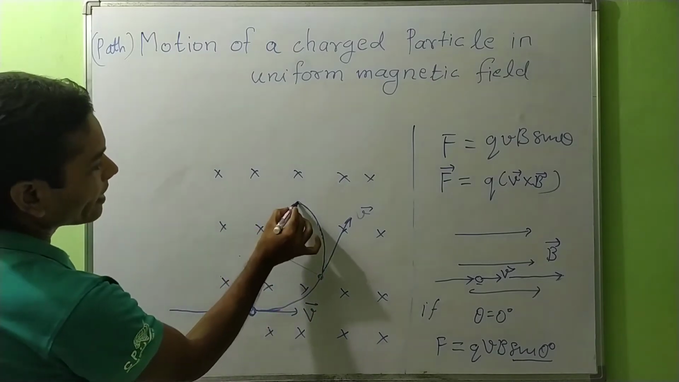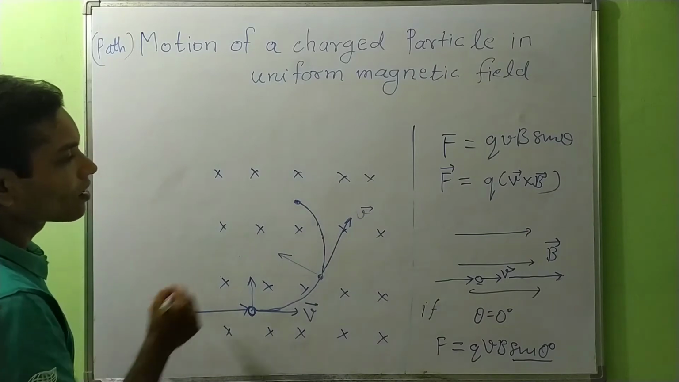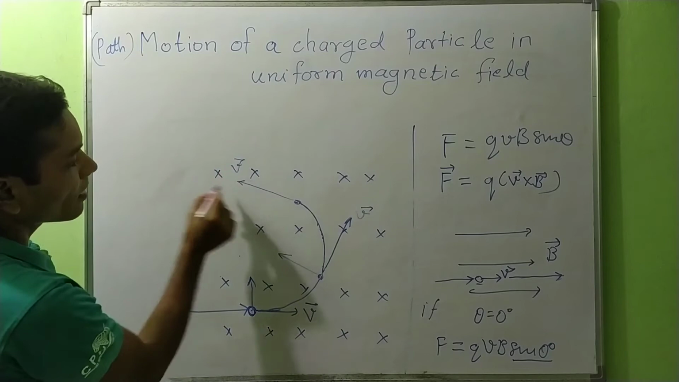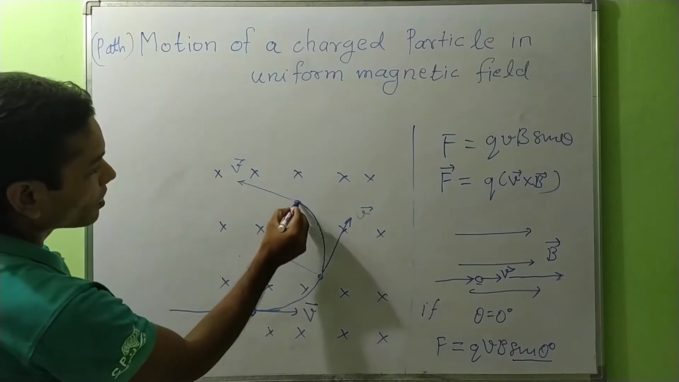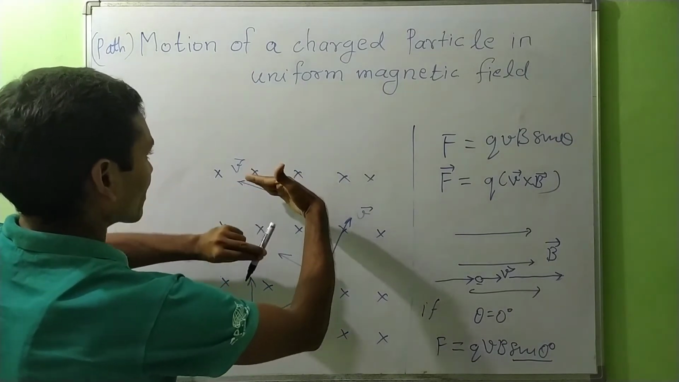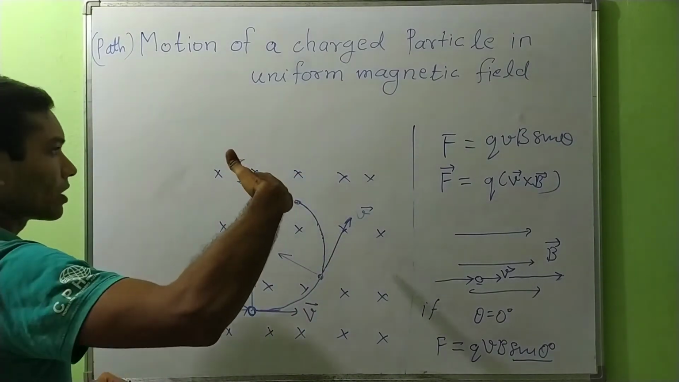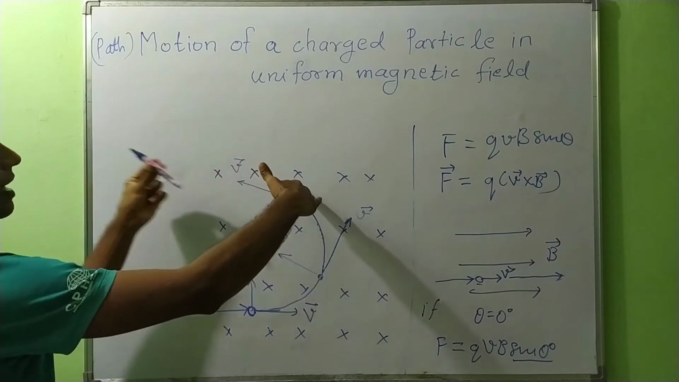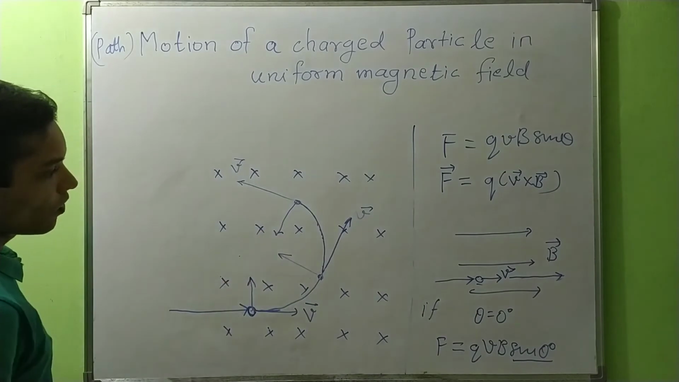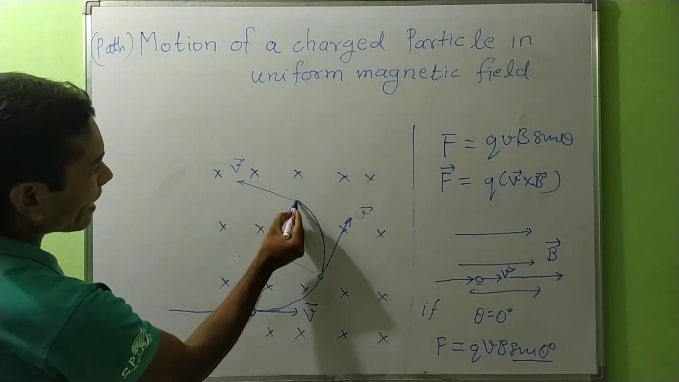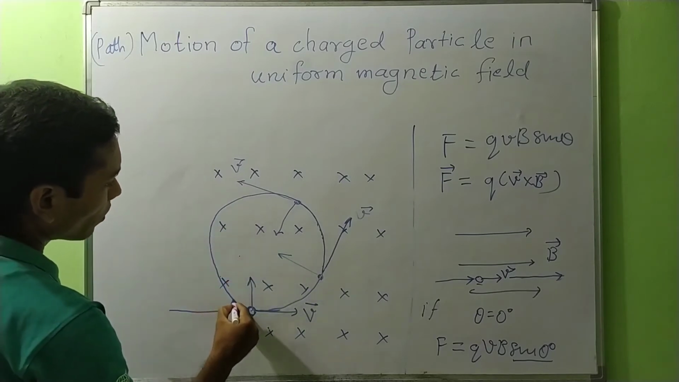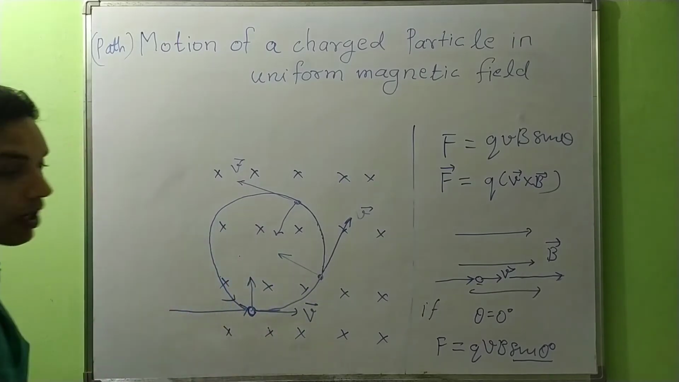Let the charged particle be here. So the direction of velocity will be along this direction, and the force on the charged particle will be perpendicular, in the downward direction. Here, from the direction of magnetic field and the direction of velocity of the charged particle, the direction of force will be along this direction. Then we can say that the charged particle will move along a circular path.